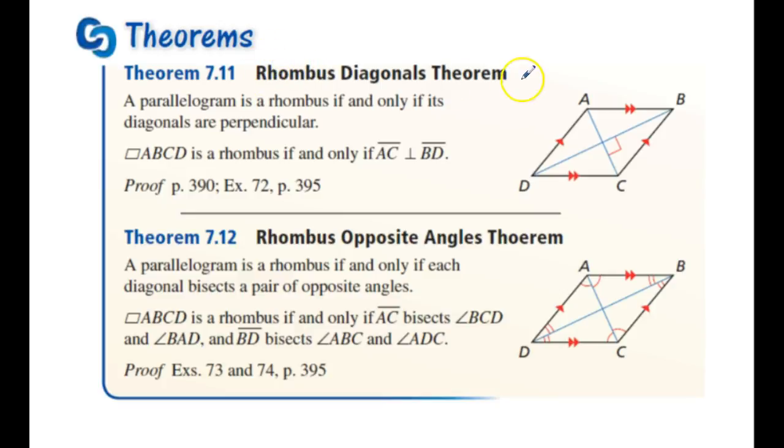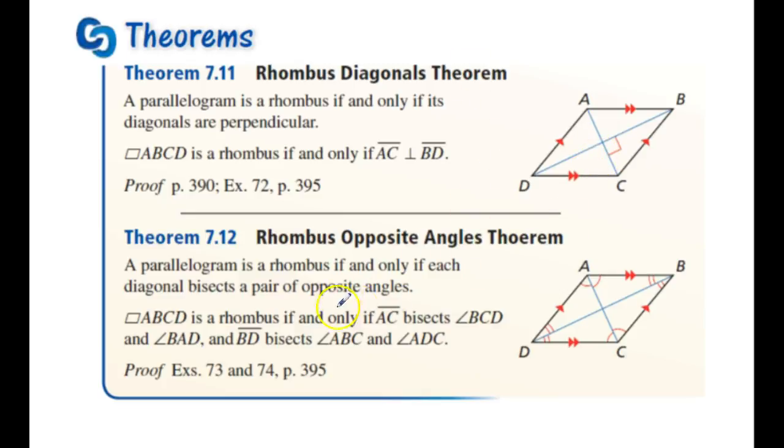Okay, so now we're looking at our second learning target, which was dealing with the diagonals, the things that are going from opposite corners. So our first theorem is the rhombus diagonals theorem. A parallelogram is a rhombus, right, if and only if its diagonals are perpendicular, and perpendicular means 90 degrees. So that's denoted by this little box, right? And I know that this is a parallelogram as denoted by the arrows, and I know that it's going to be a rhombus if this is 90 degrees.